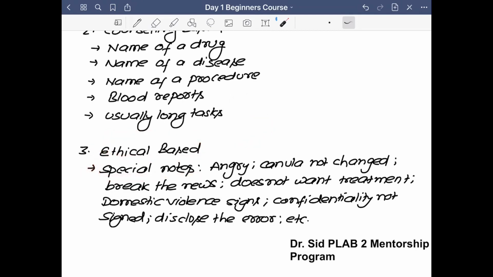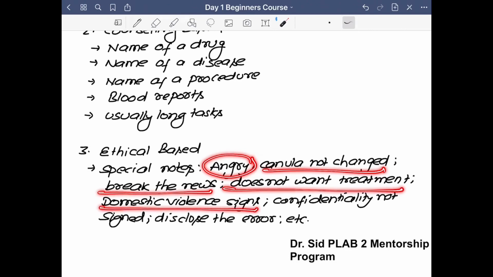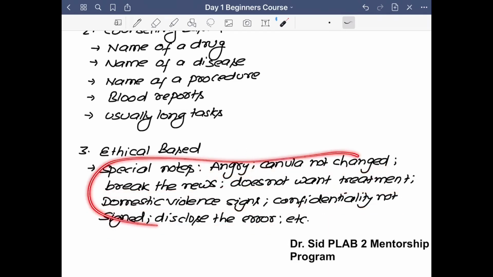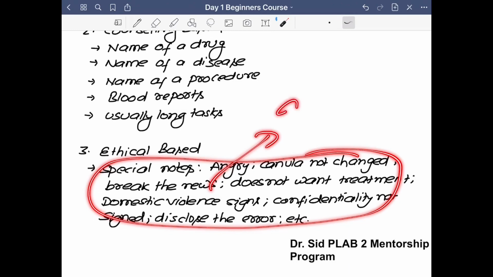hear phrases like patient is angry, the cannula has not been changed, please break the news, patient does not want the treatment, there is a sign of domestic violence in the task itself. Sometimes you will see confidentiality has not been signed, consent has not been signed. Sometimes it says disclose the error or disclose the information. Okay, so these kinds of ethical dilemmas in the special note will let you know that these are ethical based stations.